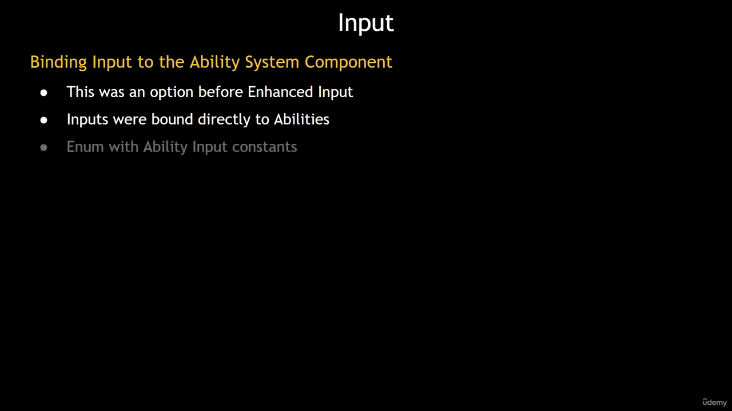Now, this was done by creating an enum with ability input constants. So it was a rigid system, as you would sort of hard code these enum constants into an ability input enum, and those inputs would be linked to those specific abilities.